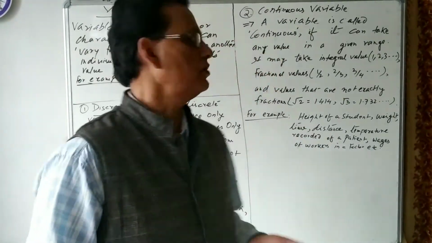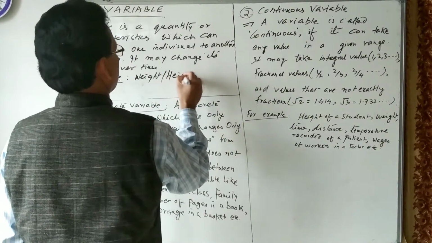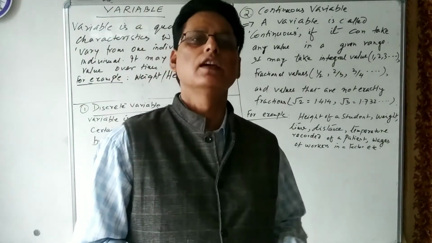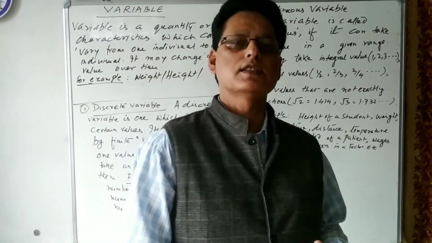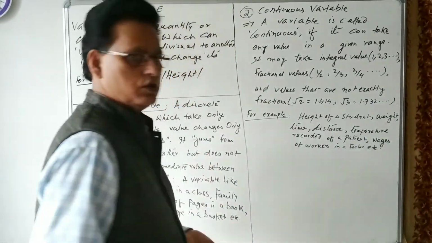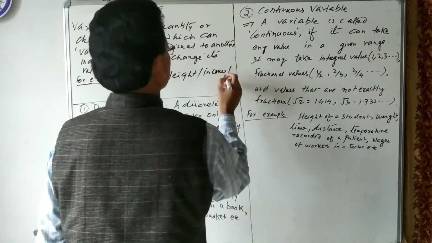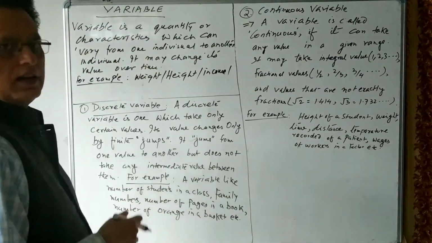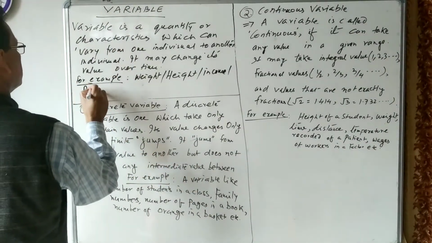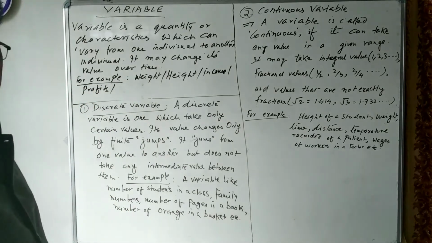You take the example of weight, and height also. Height also changes. Weight and height of the individual change from childhood to adulthood. You take income. Income of a person also changes. Sometimes income increases, sometimes income decreases. You take the example of profits. Profits also change. Income changes, profit changes.